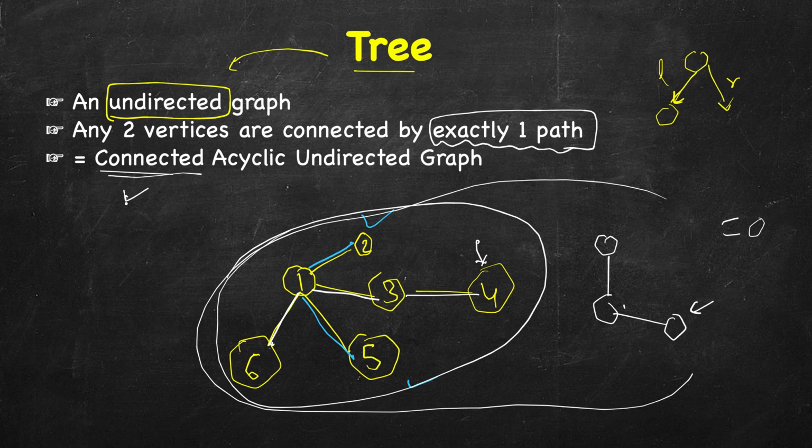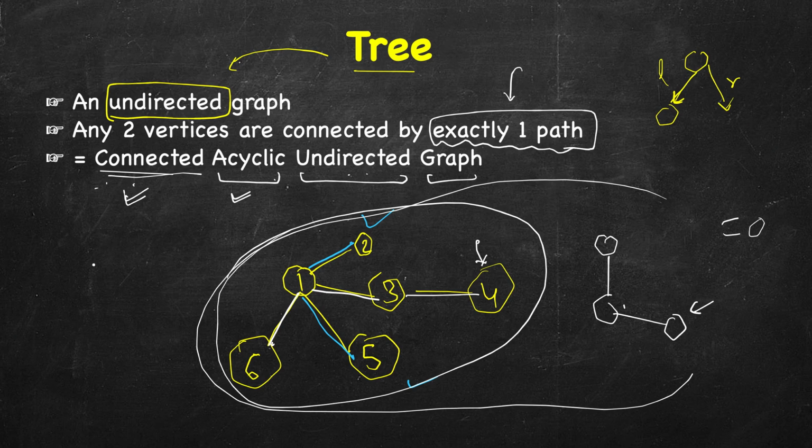We know the definition of connected. Then it should be acyclic. We know the definition of acyclic. It should not have cycles. If it has a cycle, then it will have multiple paths. Then undirected, we know the definition of undirected, and we know the definition of graph. So a tree is a connected, acyclic, undirected graph. Now we are done with the different major types of graph. You can explore further types of graphs. There are many more types of graph.